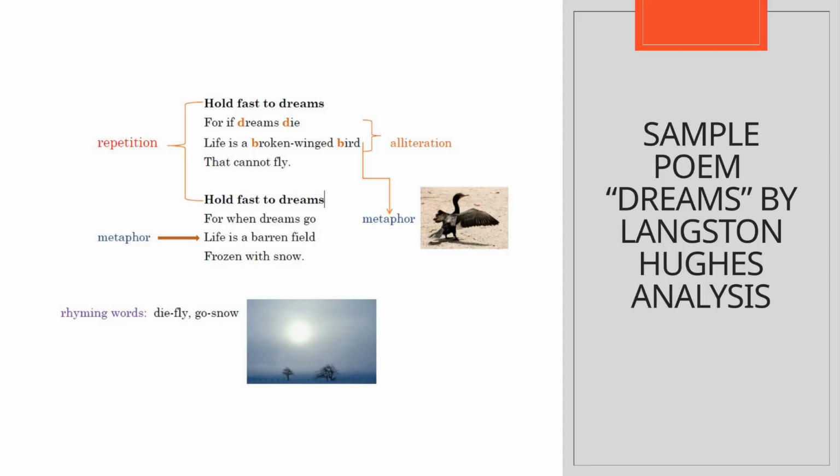This reader noted the repetition of the first line in each stanza. They picked up on the alliteration of the D's and B's. As well, they found both of the metaphors about life. Finally, the reader noticed the rhyme. The images given are representations of what the reader saw in their mind's eye as they read the poem.